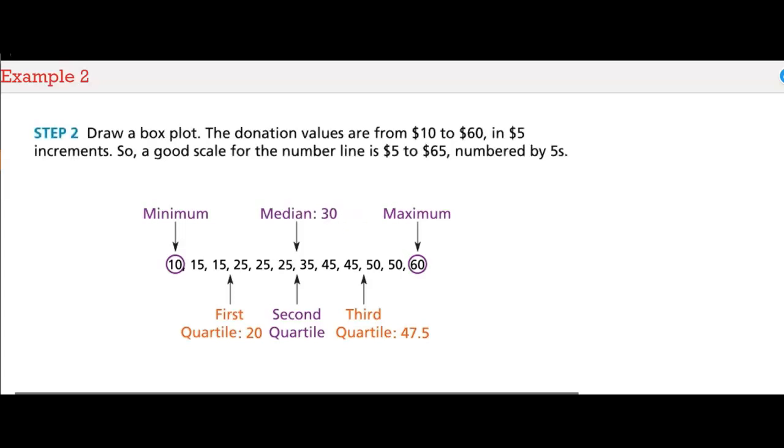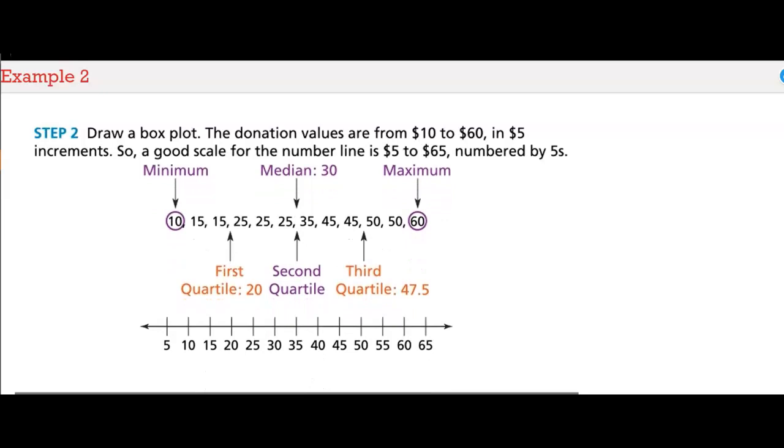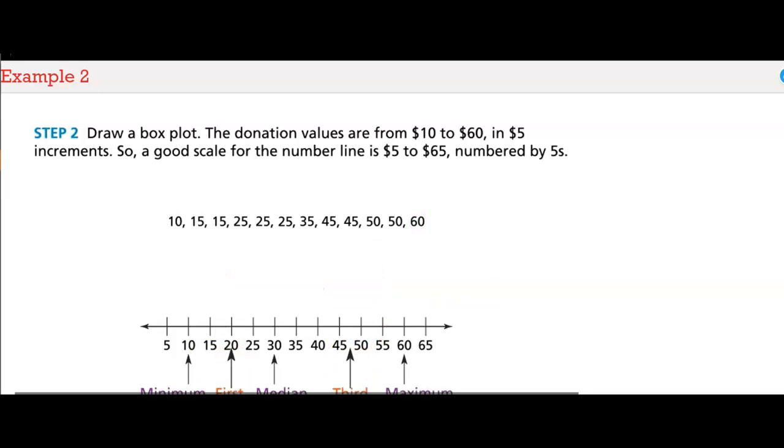Now we're ready to draw the box plot. The donation values are from $10, which is the minimum, to $60, which is the maximum, and they increase in $5 increments. So a good scale for the number line is $5 to $65, numbered by 5s. On the number line, identify the minimum, median, maximum, and the 2 quartiles.